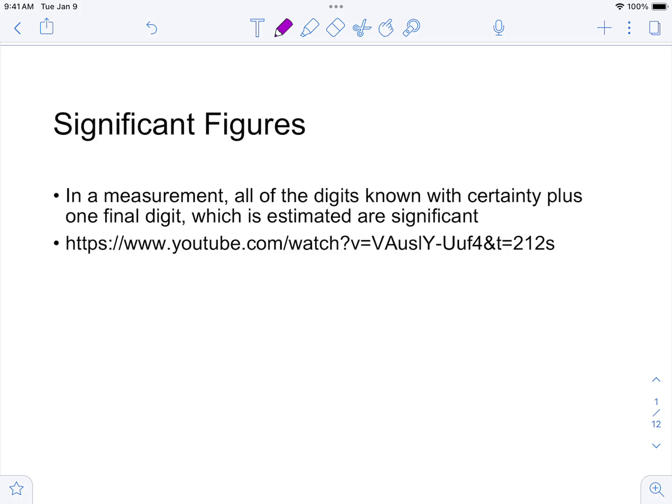This is a video on significant figures. So in a measurement, all of the known digits with certainty plus one final estimated digit are called significant figures.